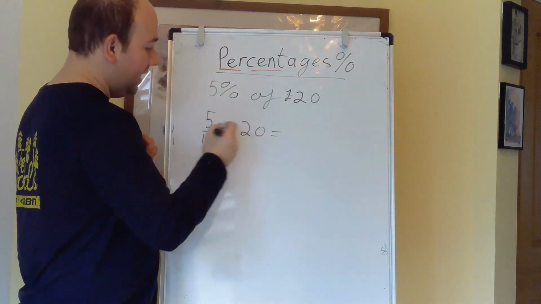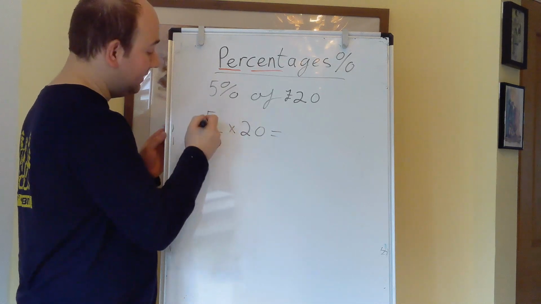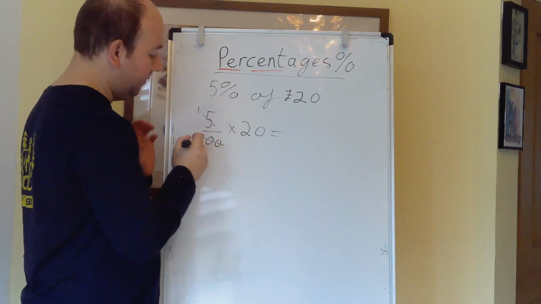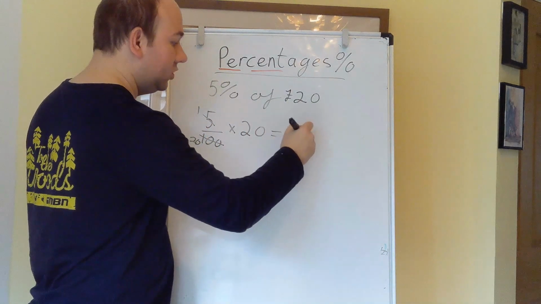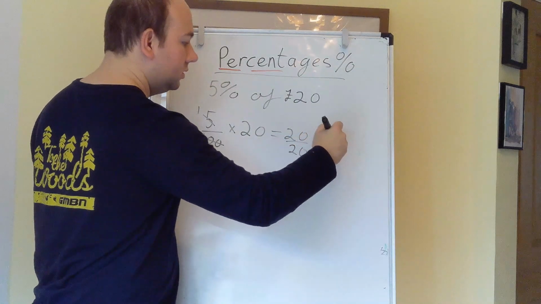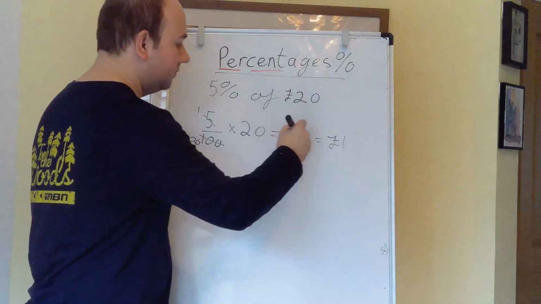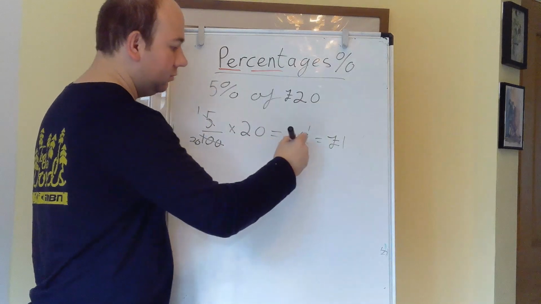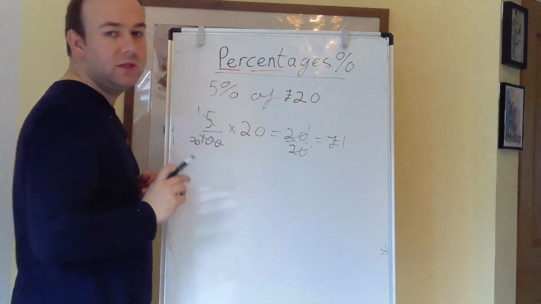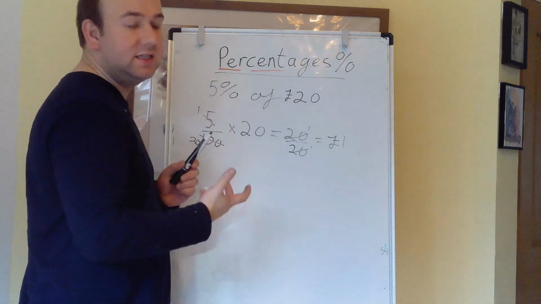We can do some cancellation here. 5 goes into 5 once, 5 goes into 100 20 times. So this is the same as saying 20 over 20, which is equal to £1, because these will both cancel to give 1. So 20 divided by 20 is 1, that's 1 over 1, 1 divided by 1 is 1, and we put the units back in of the pound. So that's how you can find a percentage of a number.